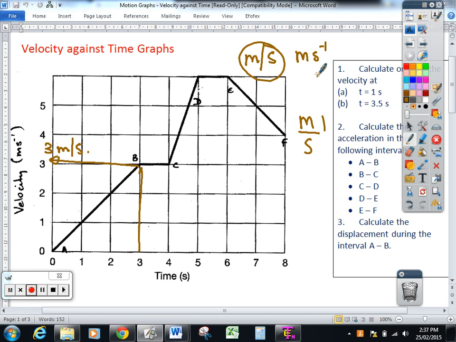So metres per second means velocity. Right, so what's my change in velocity? So I was here at 0, I'm stopped.